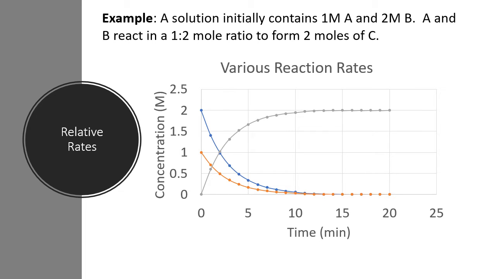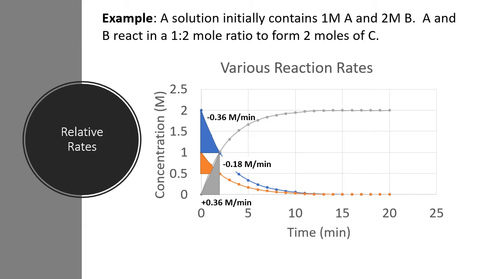If we look at the curves for A, the orange curve, and B, the blue curve, we see they don't fall at the same rate. B starts much higher than A, but by the end, they're much closer. This shows me that B is being consumed faster than A. Actually, it's being consumed twice as fast as A. This should make sense. 1 mole of A is consumed by the reaction when 2 moles of B are used up. What about the rate for C?